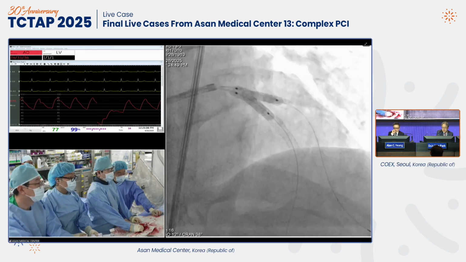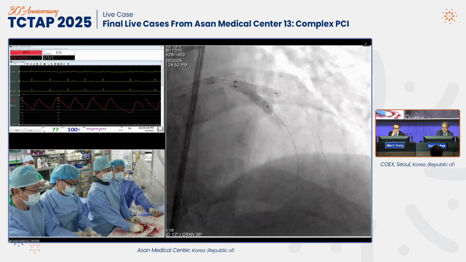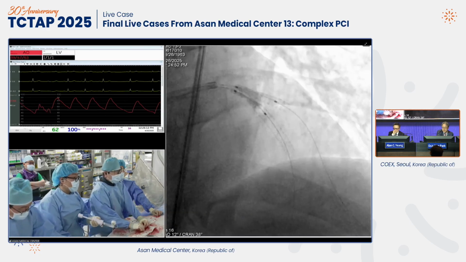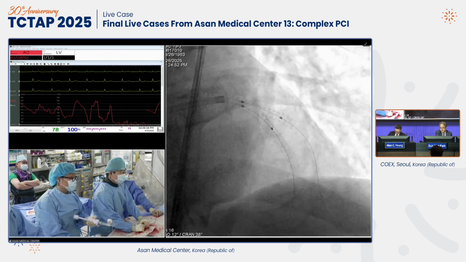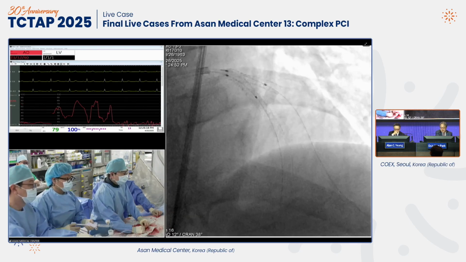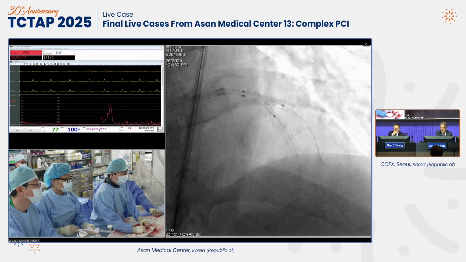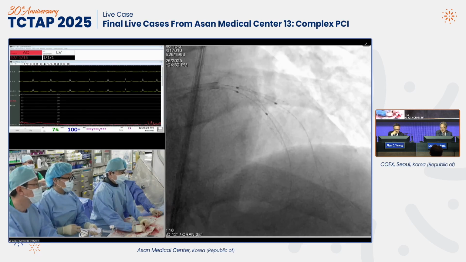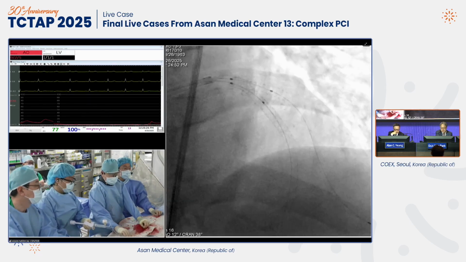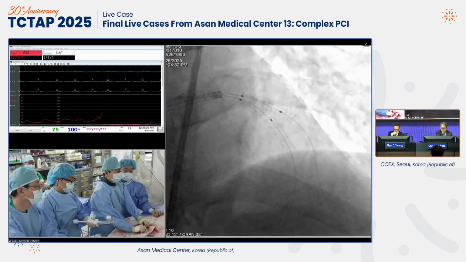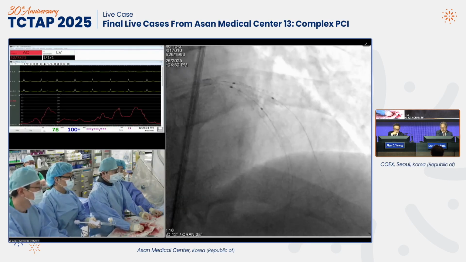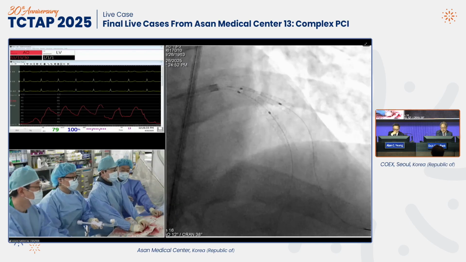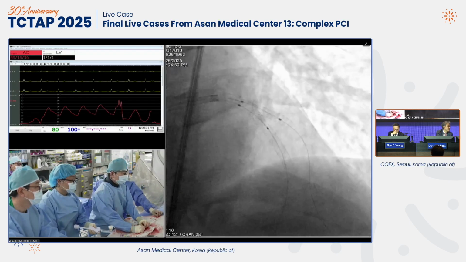Perfect. 1, 2, 3. Okay. Deflate. Pull down both balloons simultaneously. You did the final, then you do kissing balloon dilation. Jinhyun, can you comment on the LAD size balloon and the diagonal size balloon? Well, LAD is 3.5 and the diagonal is 3.25. So we just apply 3.25, sequence. Yeah. Pull down. Inflate diagonal 3.25.